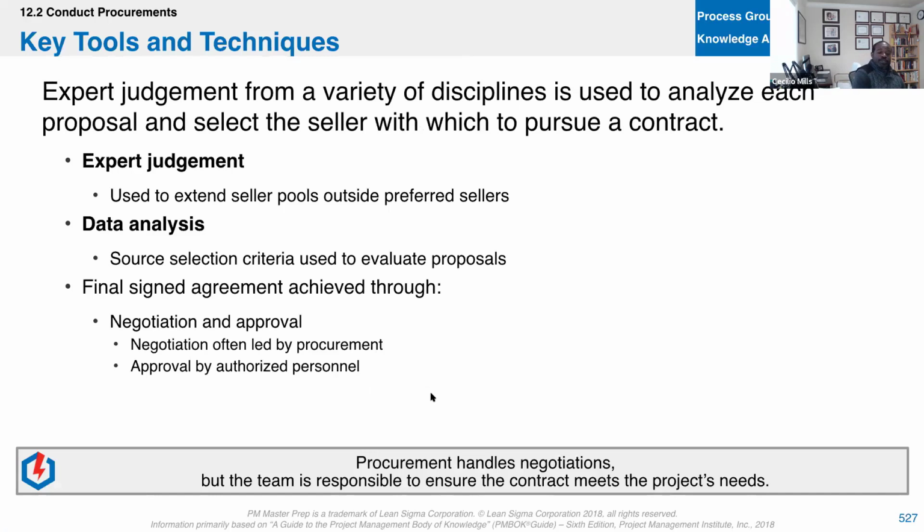Okay, other tools and techniques is your expert judgment. Pretty straightforward. Lean on your expertise or the expertise of others to help figure out which sellers you want to bring on the team. You may analyze data, and that could be the source selection criteria that you chose, the size of the company, or their ability to provide resources or scale at a moment's notice, things like that. And again, it's alluding to the fact that procurement usually handles these negotiations, but the team is responsible to ensure there's some cohesiveness. So you as a PM have your foot on both sides.